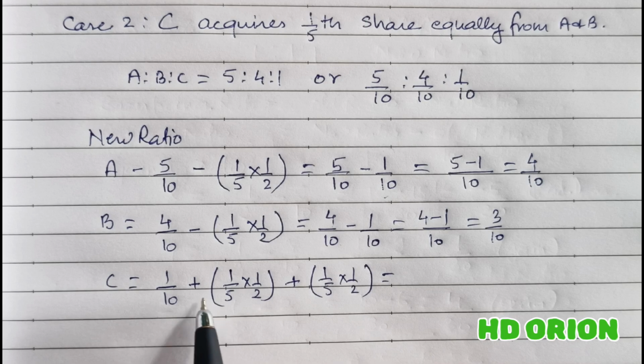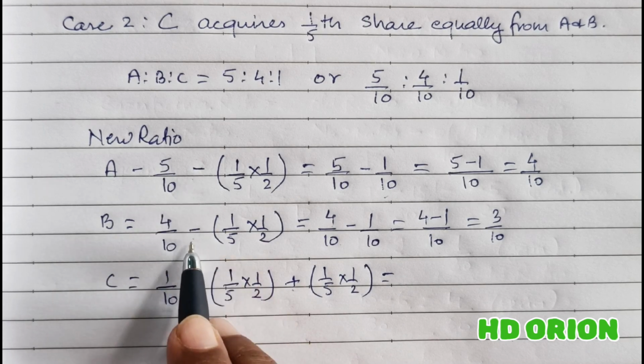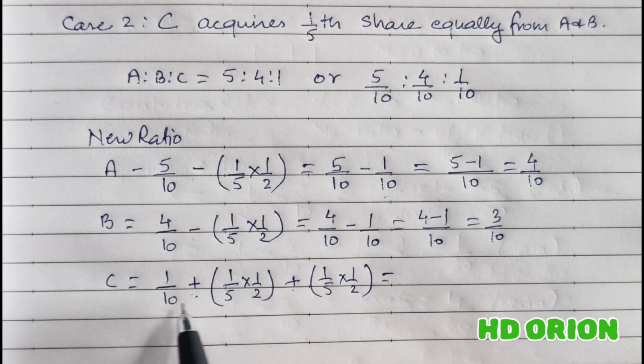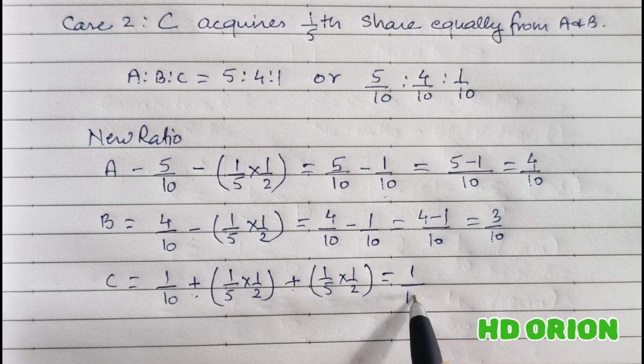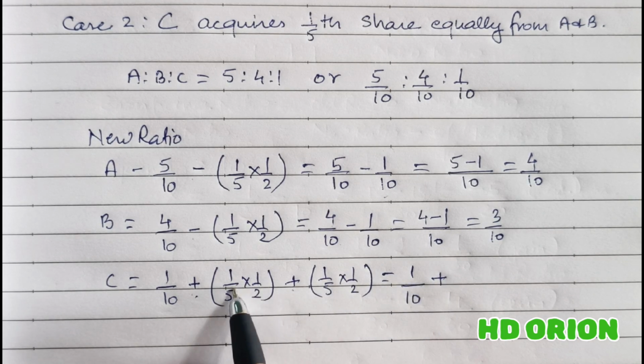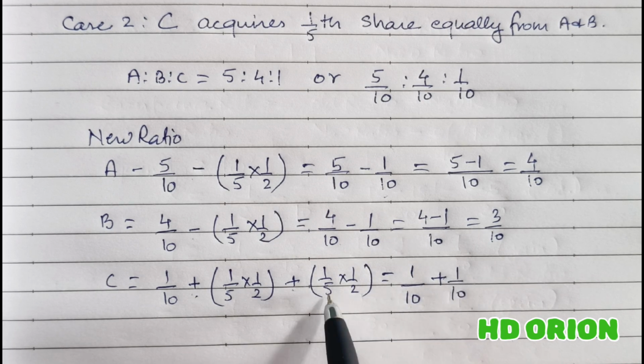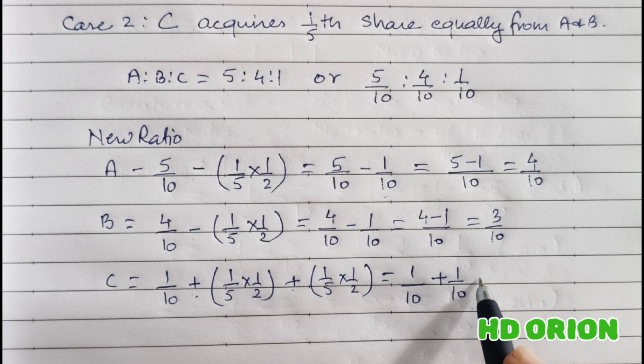And for C, here it is plus sign, here it is minus sign, one should understand. Then C was getting 1 by 10 plus, here also 1 by 10, and from B also it is 1 by 10.